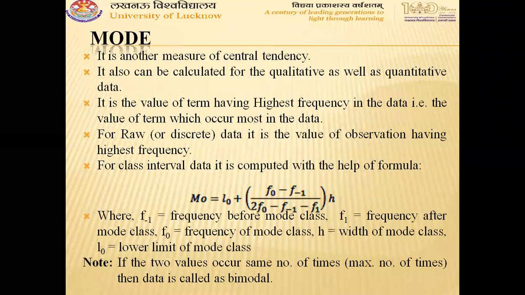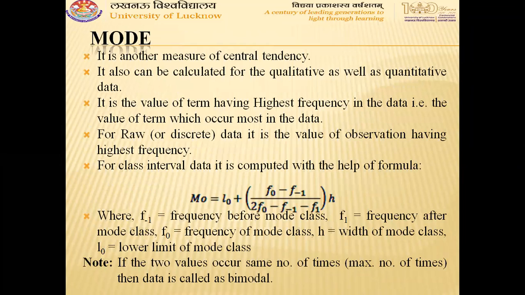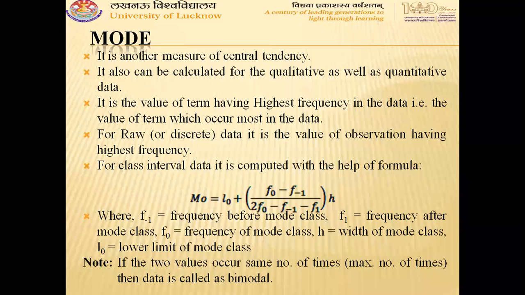Next is mode. Mode can also be calculated for qualitative as well as quantitative data. It is the term which has the highest frequency in the data. That is, the value which occurs the maximum number of times in the data is called the mode.